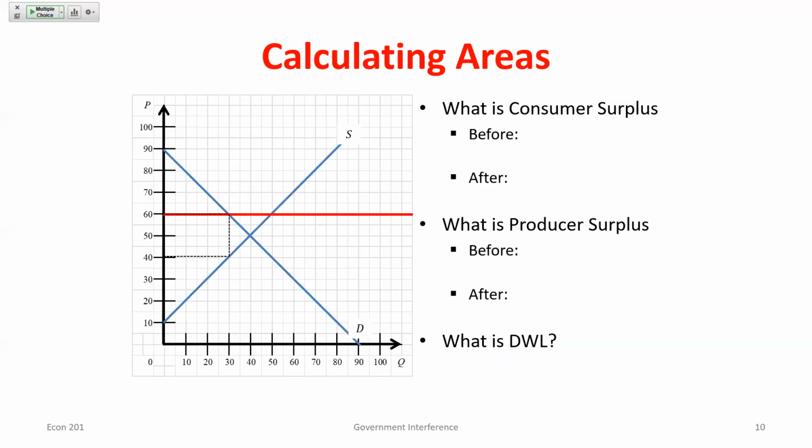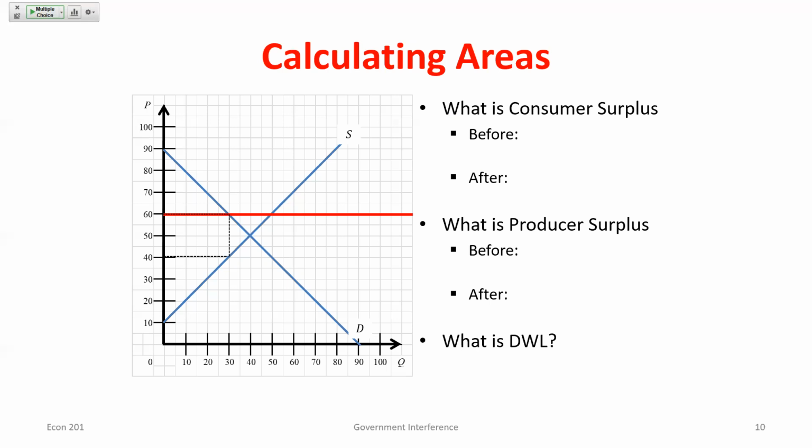Okay? So we'll walk through an example of how we calculate these areas. I might go through this kind of quick. So what would consumer surplus be before and after? I think I have the exact same setup. So we've got an equilibrium price of 50, quantity of 40, right? If I want total surplus, it would just be the difference between that supply and demand curve. If I want producer and consumer surplus, I'm basically cutting that in half, right?